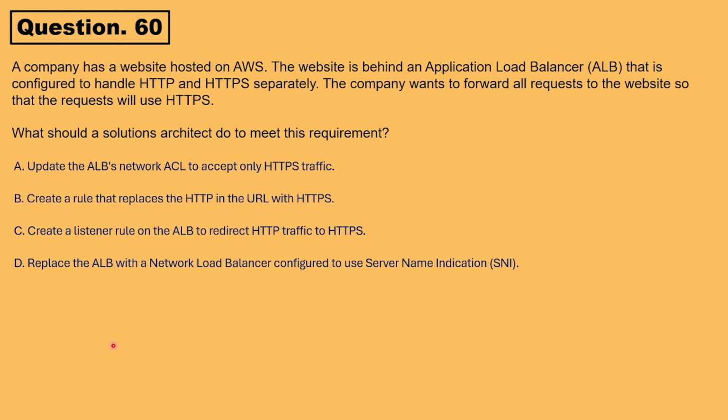Okay, now let me reveal the correct answer. Correct answer here will be option C. Create a listener rule on ALB to redirect HTTP traffic to HTTPS. This is the best solution, because it will ensure that all the requests will use HTTPS, and that is the requirement of the question. So option C is correct here.